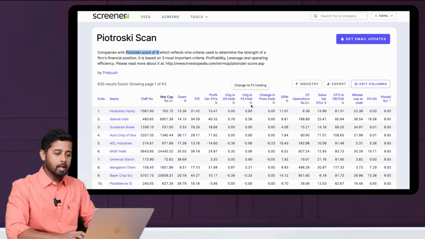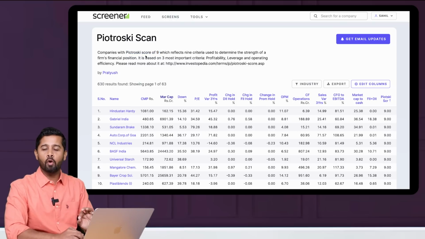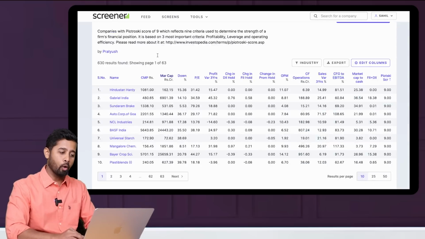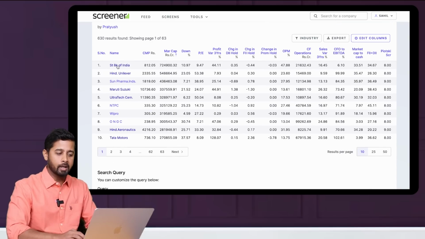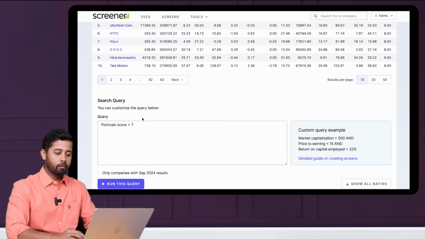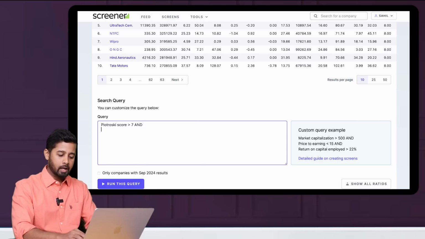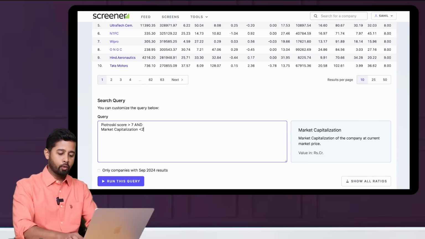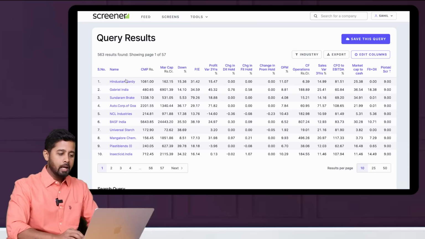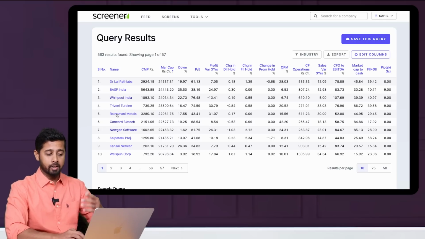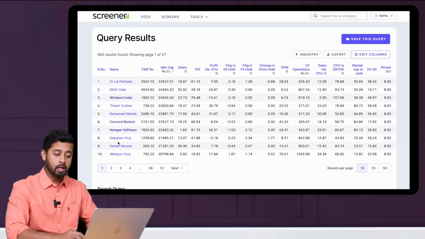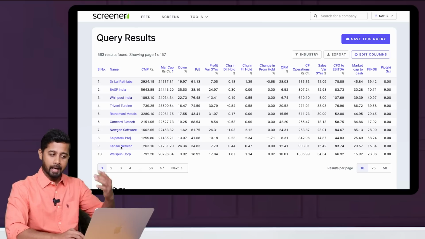Now coming back to the screener part, this screen filters out companies that have got a score of 7 or above. And there are 630 companies in this list. If you sort it by market cap, it includes names like State Bank of India, HUL, Sun Pharma, Maruti, Ultratech Cement, and of course, let's say if you want to know companies where market cap is less than 25,000 crore, and if you run this query and just sort it in terms of market cap, it includes names like Dr. Lal PathLab, BASF India, Whirlpool India, Triveni Turbine, Ratnamani Metal, Concord Biotech, Newgen Software, Kalpataru Projects, then Kansai Nerolac, and so on and so forth.